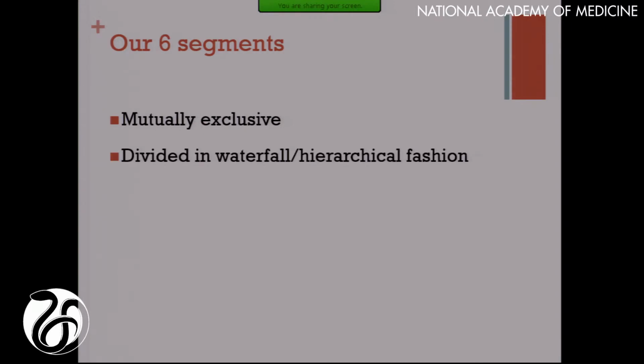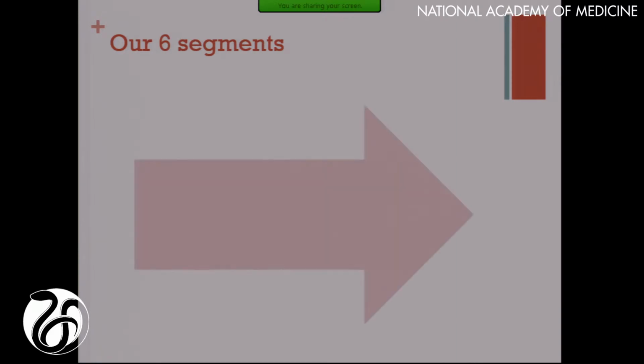We divided them in a waterfall, hierarchical fashion, and I'll explain what that means more in about 30 seconds as you see it. But we begin with one group, we take everybody out, then of everybody who's left, we take out the next segment, and that's how we march people through it. And here are the segments.